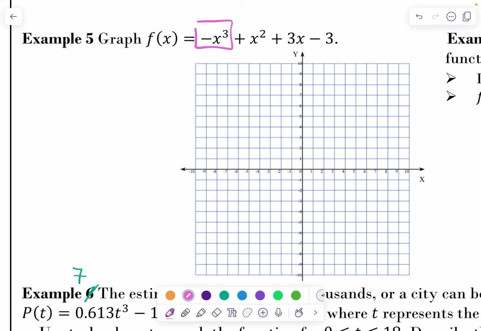Yes, we have graphing calculators, I know that, but what if it's a little bit easier than that? We can just plug points in and graph it that way as well.